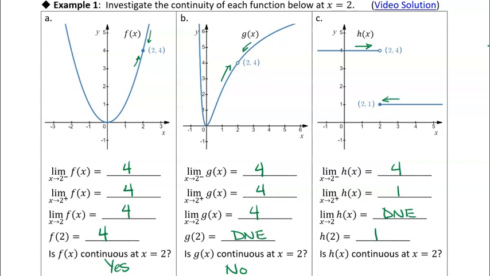So in this example, this h of x function is not continuous. It's not continuous at 2 because the limit doesn't exist.